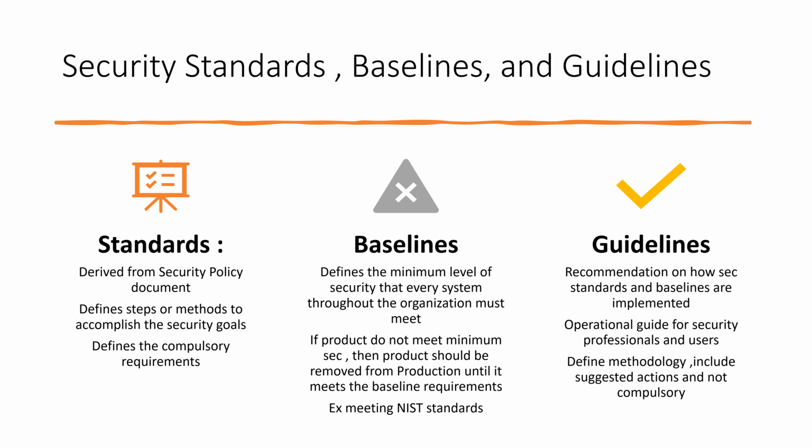Security standards, baselines, and guidelines. The standards, derived from the security policy document, define step-by-step procedures or methods to accomplish the security goals, and they define the compulsory requirements. The second, baselines, define the minimum level of security that every system throughout the organization must meet. If a product does not meet minimum security, then the product should be removed from production until it meets the baseline requirement.